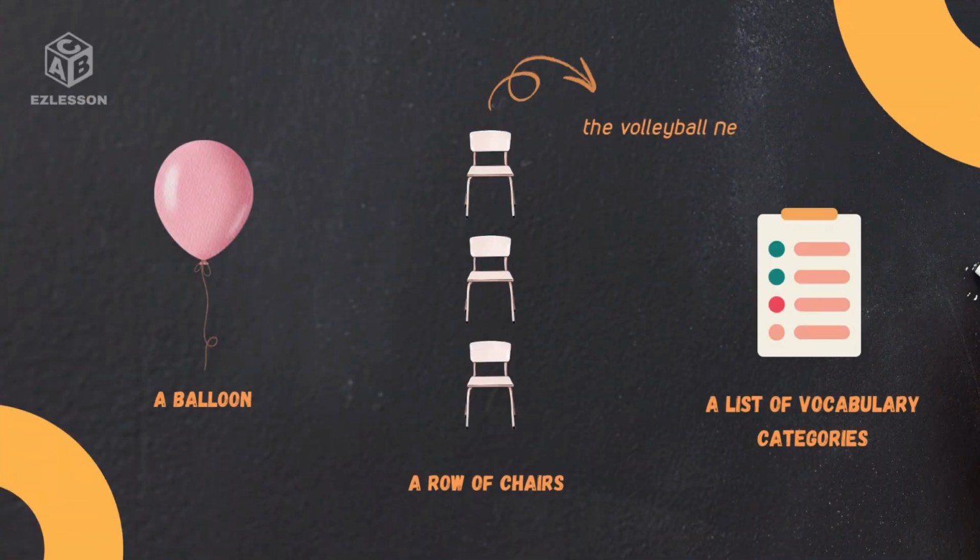Here's what you'll need to play. You will need a balloon, then a row of chairs or any divider to act as the volleyball net. A list of vocabulary categories you want to practice, such as animals, food, or action verbs.